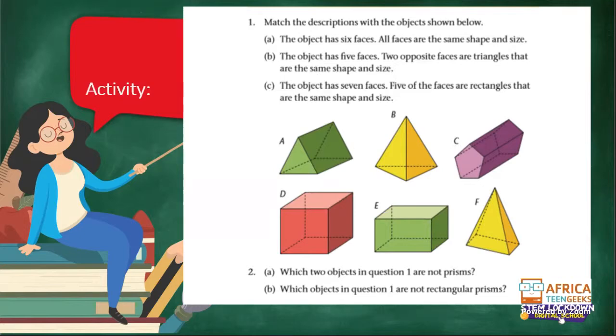A is a triangular prism, C is a pentagonal prism, right? And D is a special kind of a prism, which is a cube. So A, C, D are correct, okay? E is the rectangular prism, all right? So let's move on to the next slide.